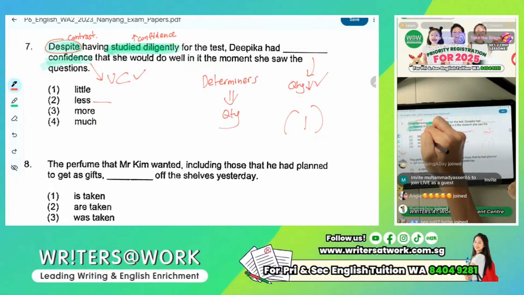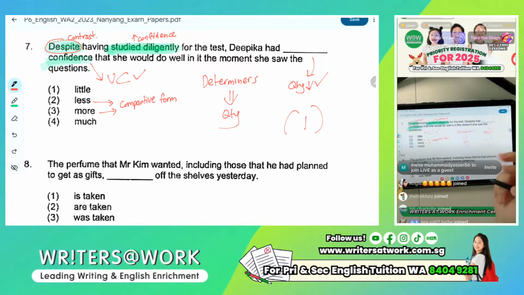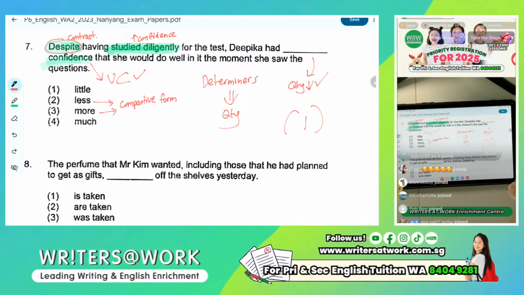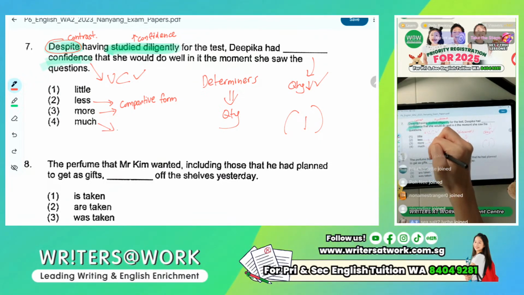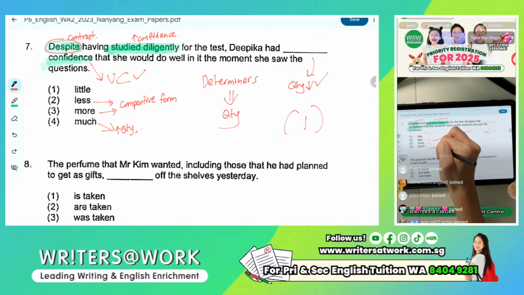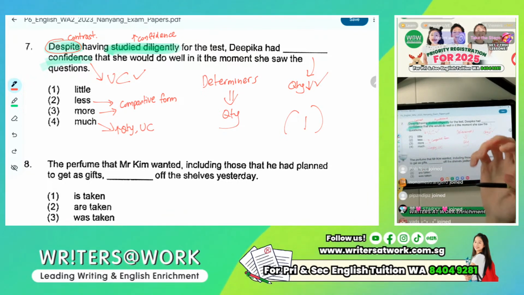Now, when we talk about less and more, these two are known as the comparative form. So there needs to be at least two subjects where we are looking at some comparison. Car A costs more than car B. Much here is used for high quantity and is uncountable. He put in much effort in his homework.